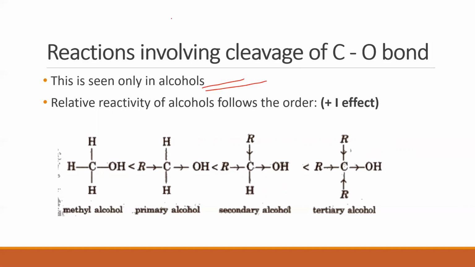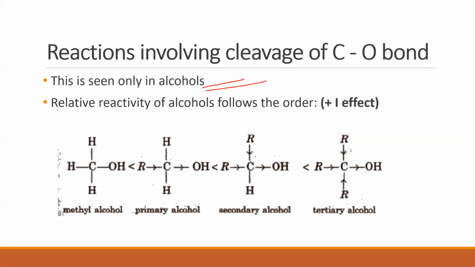And when we look at the relative reactivity of alcohols for such a cleavage, the order is as shown below. When you observe the order, methyl alcohol is less reactive compared to a primary alcohol. Now, we have already seen what a primary alcohol is. A primary alcohol is an alcohol where OH is attached to a carbon, which is in turn attached to one more carbon atom. This alcohol is in turn less reactive than a secondary alcohol. Now, who is a secondary alcohol?